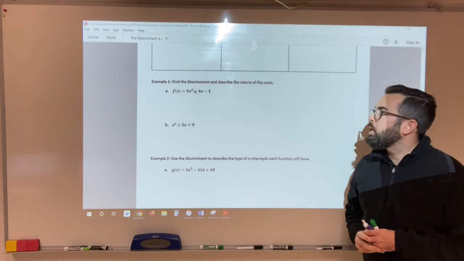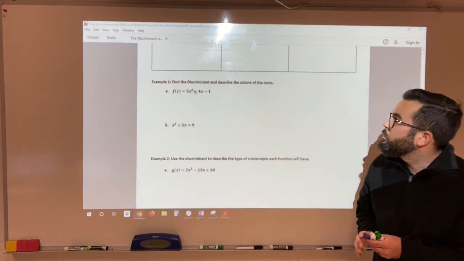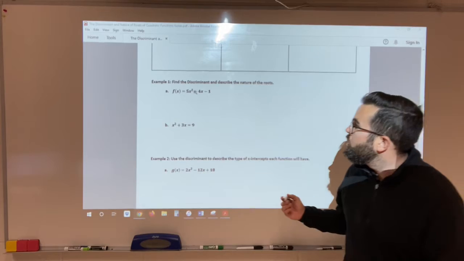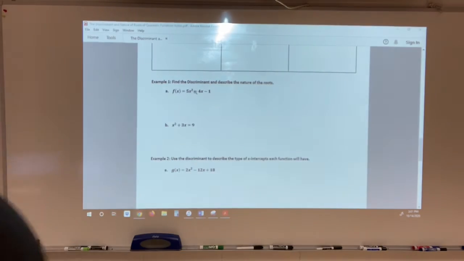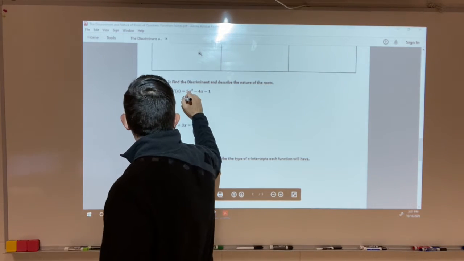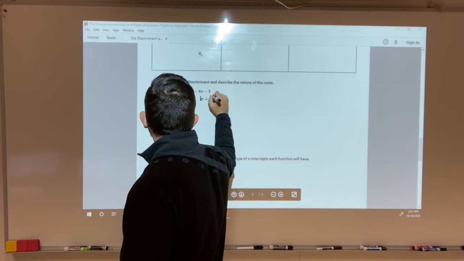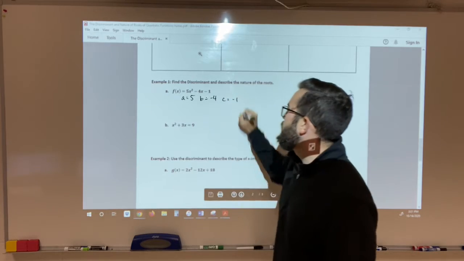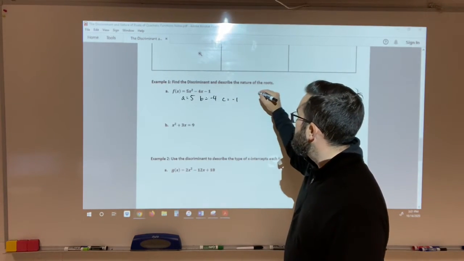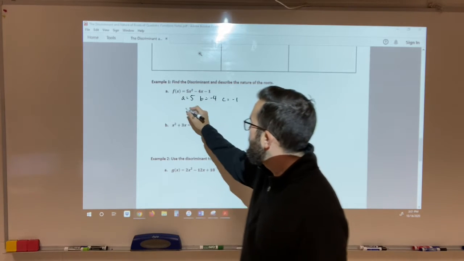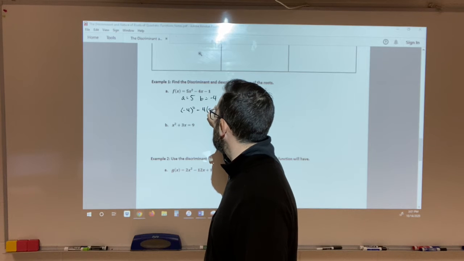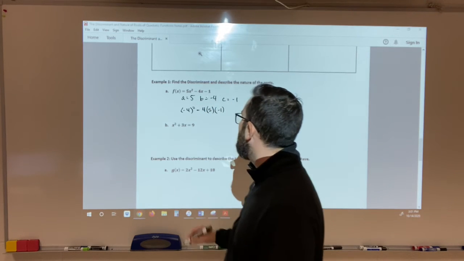So we're going to take a look at example 1. It asks to find the discriminant and describe the nature of the roots. All right, so we have, let me move the mouse, A equals 5, B equals -4, and C equals -1. So our discriminant is b squared minus 4 times A, which is 5, times C, which is -1.